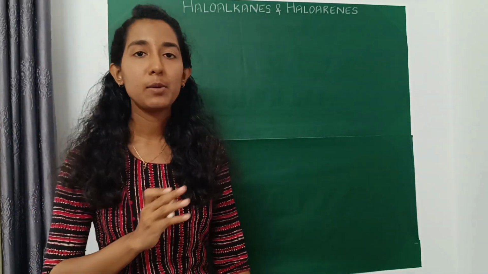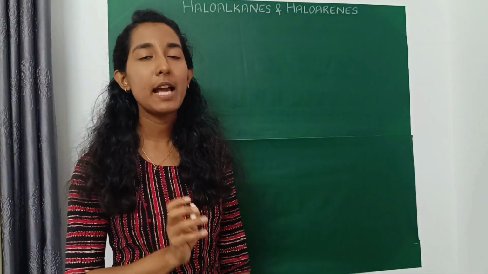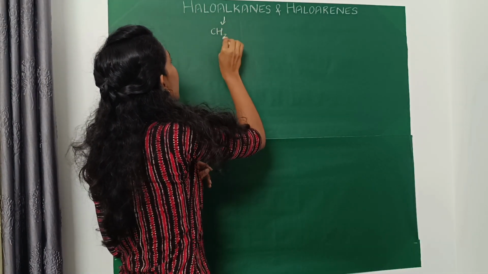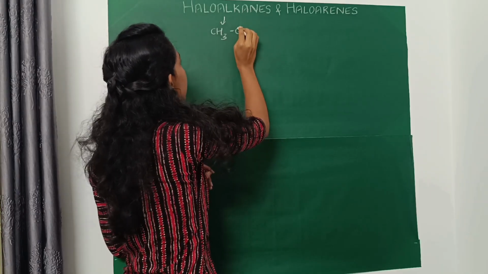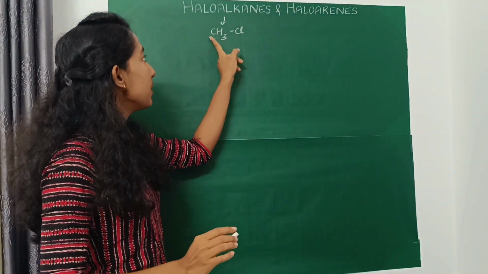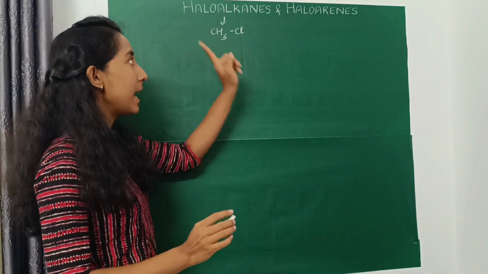So we know what is a haloalkane. An example of a haloalkane is CH3Cl. Here the halogen, which is chlorine, is attached to an sp3 hybridized carbon atom. So it is a haloalkane.